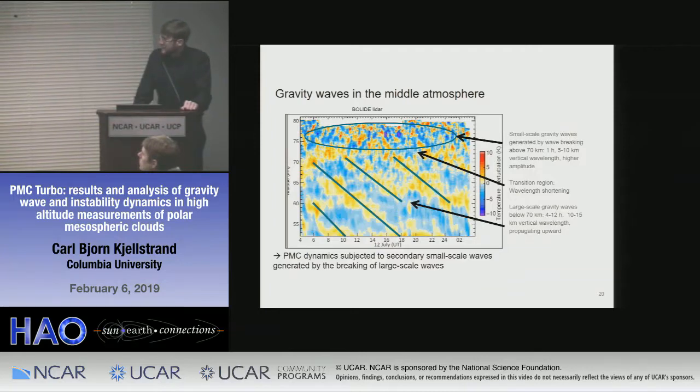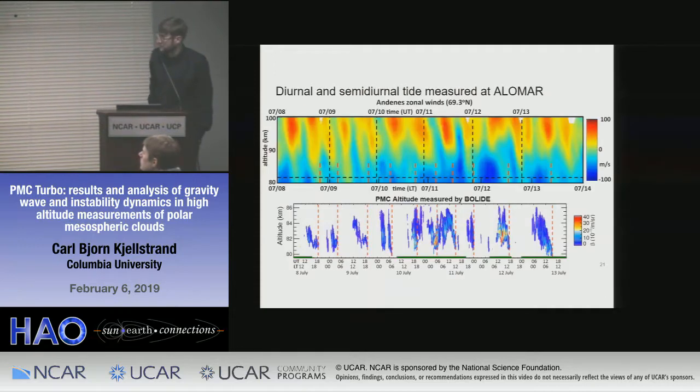So, but I think the takeaway here is that we're fairly certain that we see large wavelength gravity waves breaking and becoming intense but smaller wavelength secondary gravity waves. And these are most likely the drivers of dynamics that we observe in the PMC layer. We've also cross-referenced our data with the zonal winds measured at Alomar.